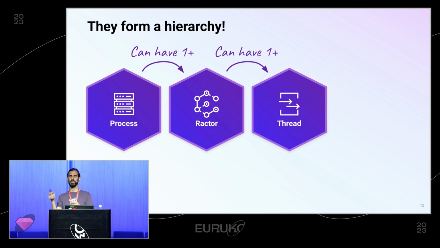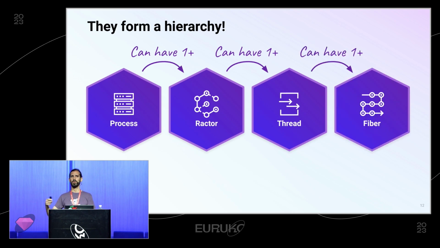And the same thing happens with threads. You can have one or more threads inside each reactor. And again, if you're not explicitly creating a thread, you're just using the default thread that gets created inside the default reactor in your Ruby process. And the same thing happens with fibers. So in Ruby, fibers are tied to specific threads, and you can have one or more fibers inside the thread. And again, if you haven't created one explicitly, you just have the default.